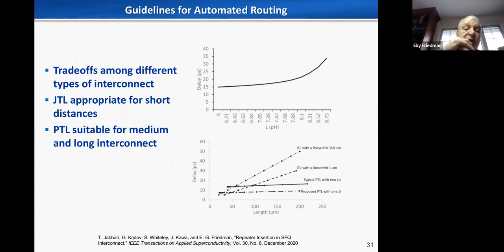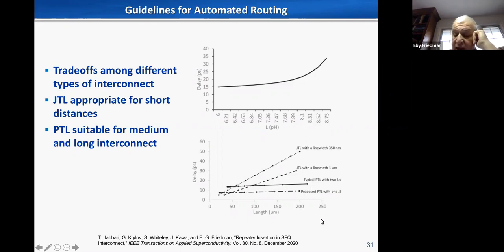And there are trade-offs between different kinds of interconnect: JTL for short, PTL for long and medium-level interconnects. And depending upon the line widths and the characteristics, what you'll note here is that every time you add a JTL, you've added a delay. The PTL is pretty much a constant delay. You pay for the driver and the receiver, and the interconnect's DC resistance is zero. There's no delay. So the point is that it works pretty effectively.